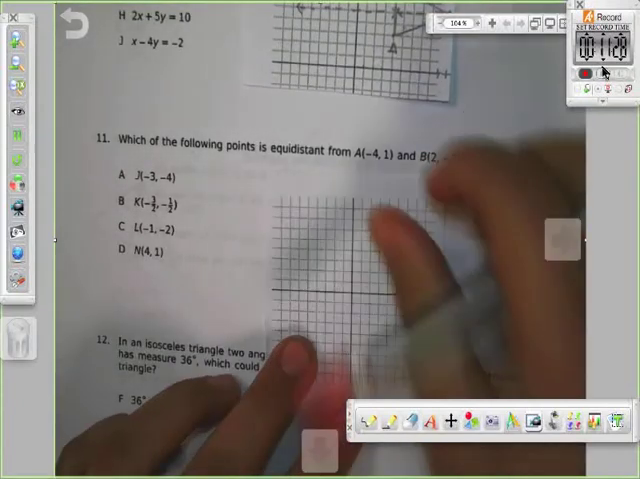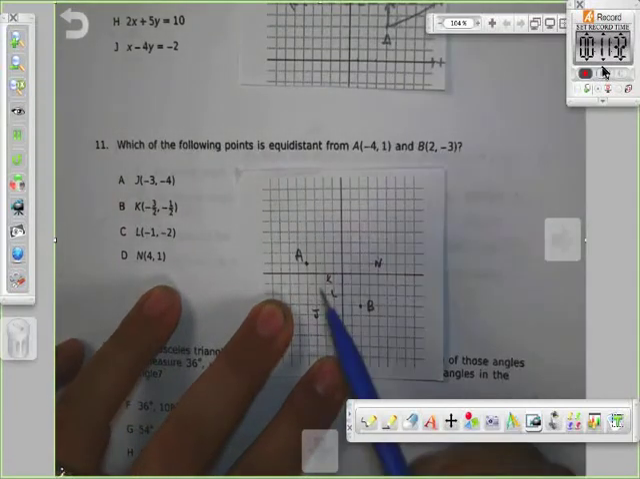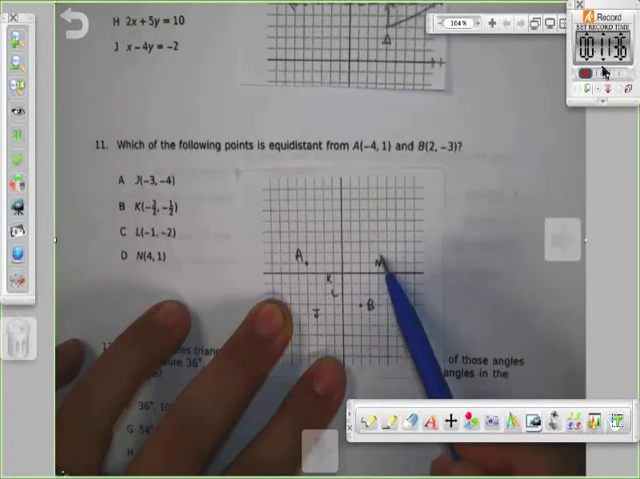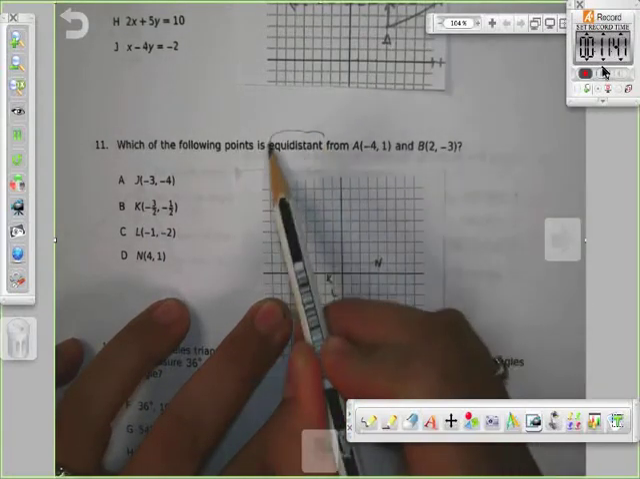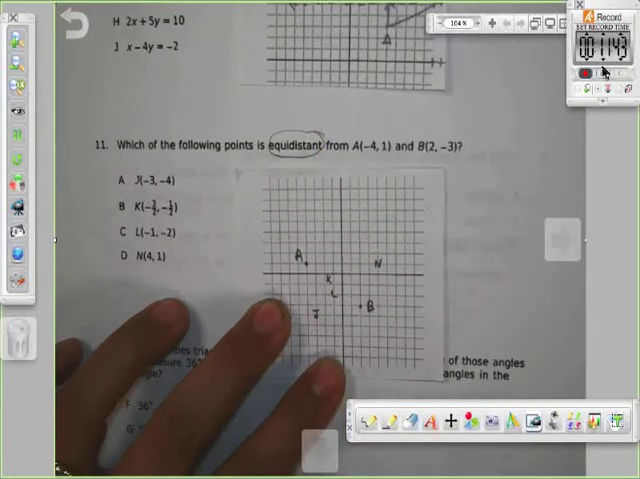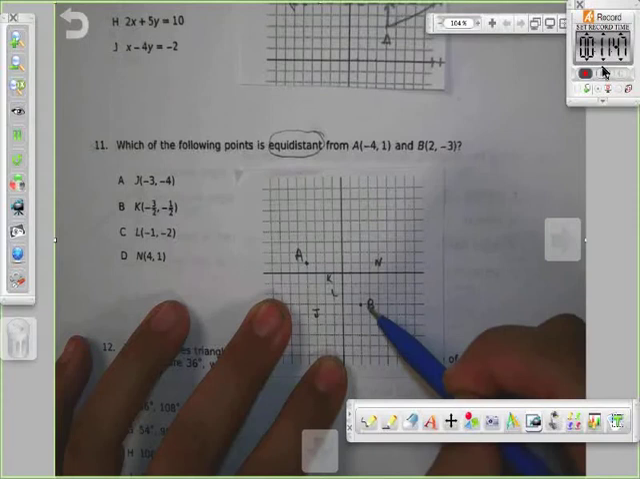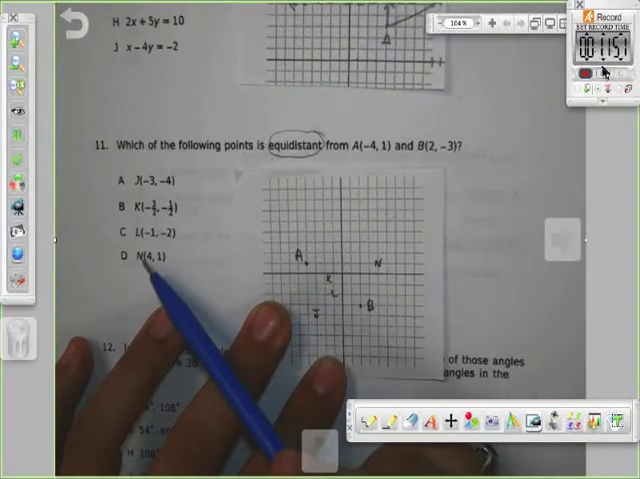So that makes that equation y equals 5. It says, which of the following points is equidistant from A, which is -4, 1, and B, which is 2, -3. So we're going to plot those points. Okay, I went ahead and plotted all the points, including J, K, L, and N. And it says points that are equidistant, so that's an important word, equal distances away from A and B.